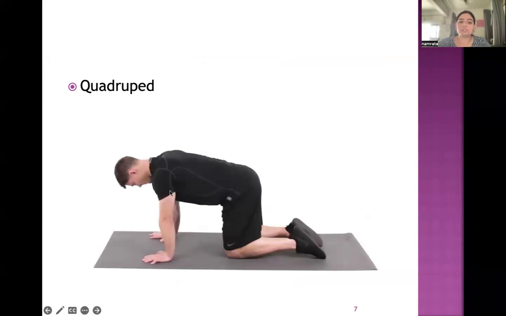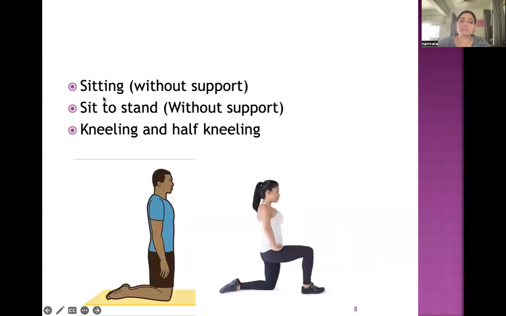Then the quadruped position. These are the sequential exercises that you have to do while you are making your patient do pre-gait training. Then sitting without support. If a patient cannot sit without support, how can he or she walk without support or even with support? So first of all, sitting is important. Then when the patient is comfortably sitting without support, you have to make your patient do sit to stand, first with support and then progress to without support.